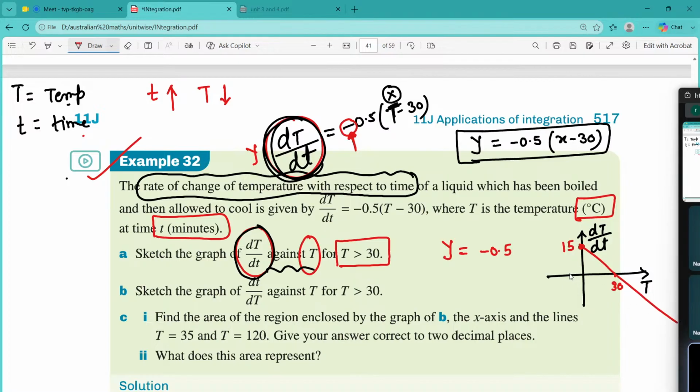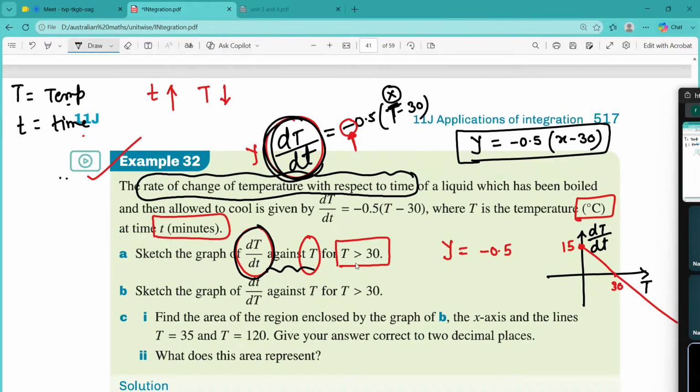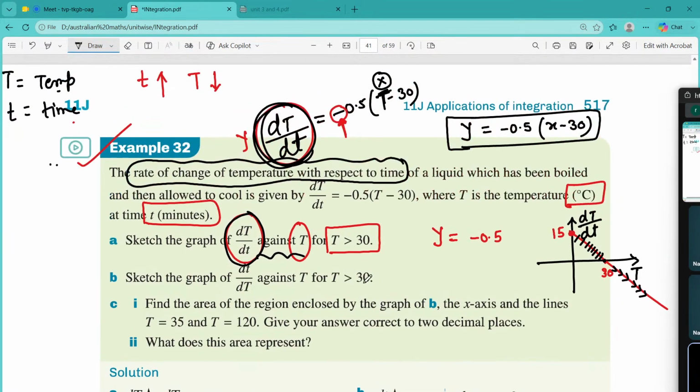But this is not my final answer. I have to give the graph only for T greater than 30. It means this part is not part of my answer. I have to show only this part, isn't it? Why have they sketched an open circle here? Because your T should be greater than 30, not including 30. Are you getting my point? So that's why we have to keep an open circle here as well. The first part is clear.